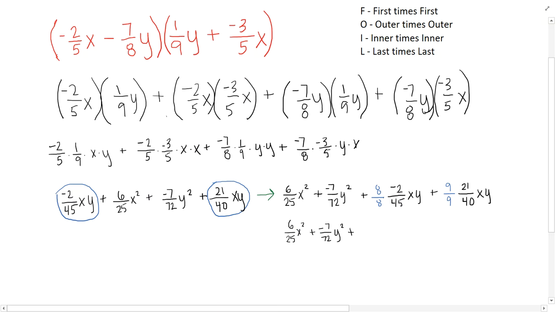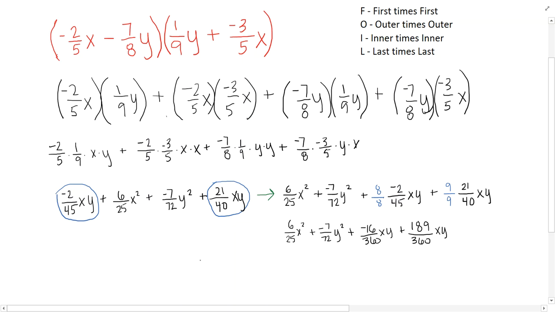So simplifying these, we now have -16 over 360 xy, and 9 times 21 is 189, and that's over 360 xy. And so now we can add these like terms since we have a common denominator.